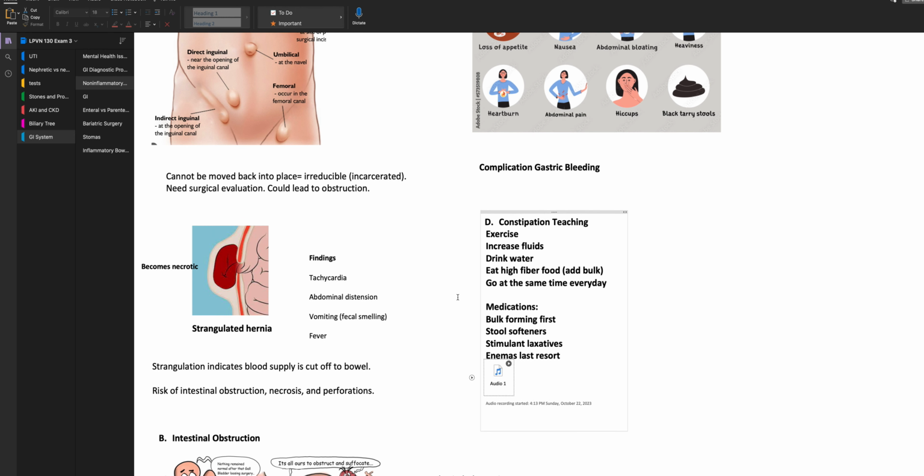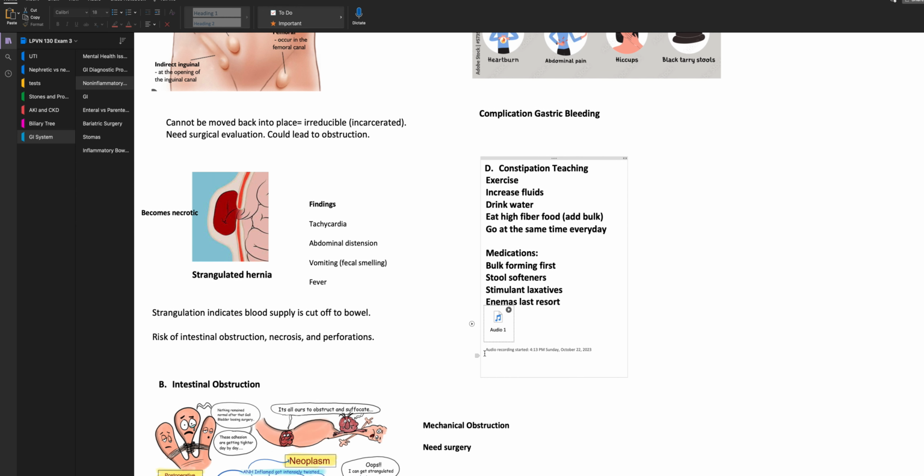So medications, this is the order that you would do medications in. First, you would start with your bulk forming first. You always want to try to take care of constipation without medications, but if you can't, start with the bulk forming first, then stool softeners, then stimulants, then enemas as a last resort.